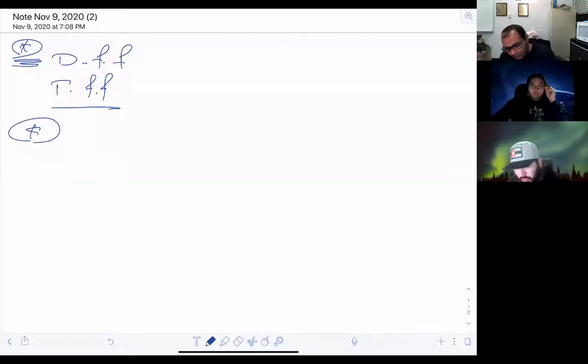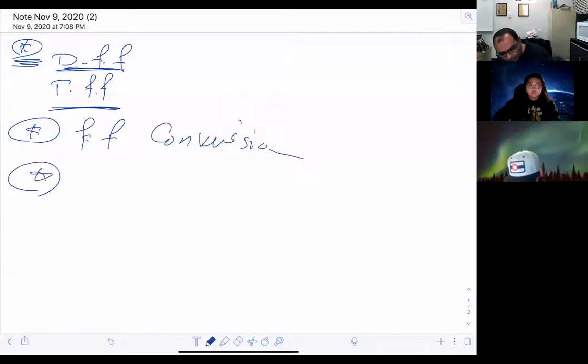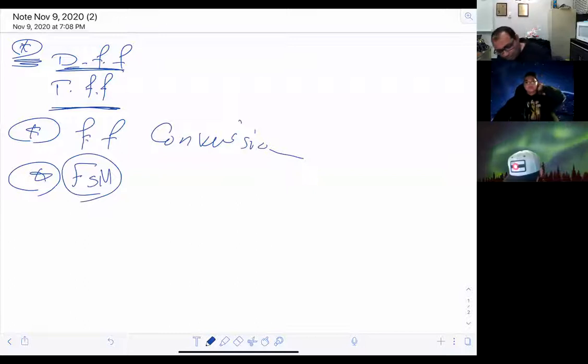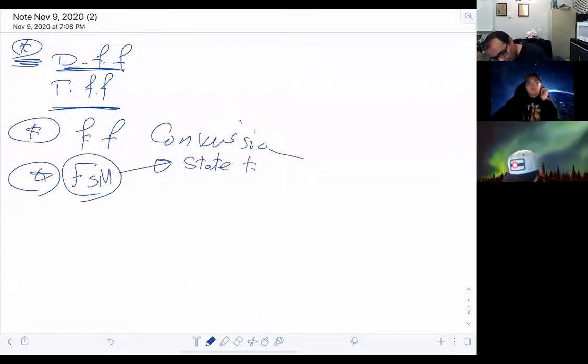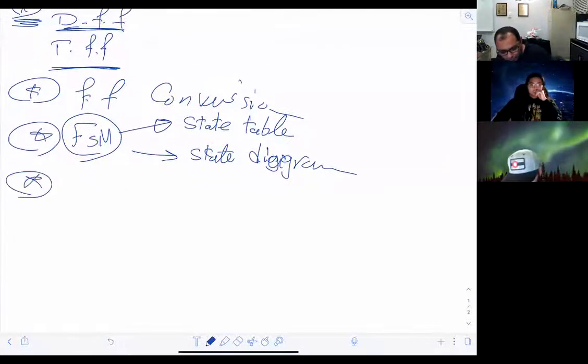Okay, so we're going to start with the D flip-flop today, the T flip-flop, and then we're going to move to something called flip-flop conversion. While we are moving, we're going to learn the FSM, which is a finite state machine, which has the state table and state diagram. Then we're going to move into analysis.